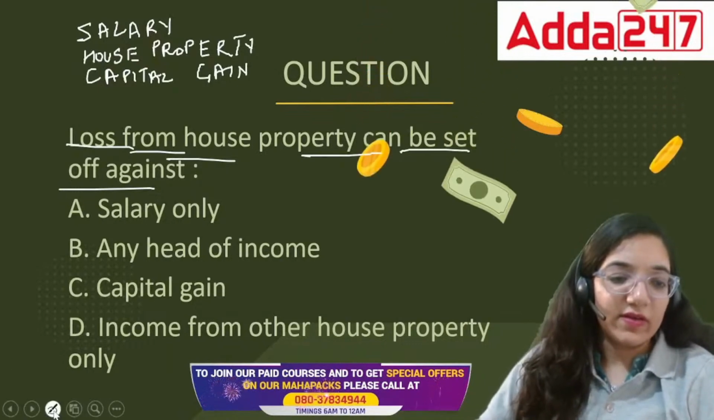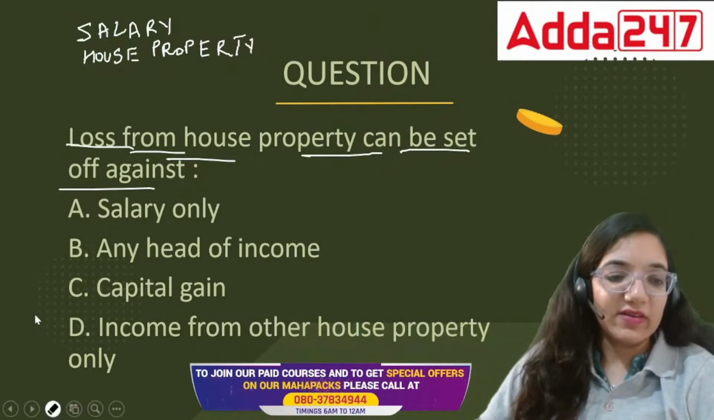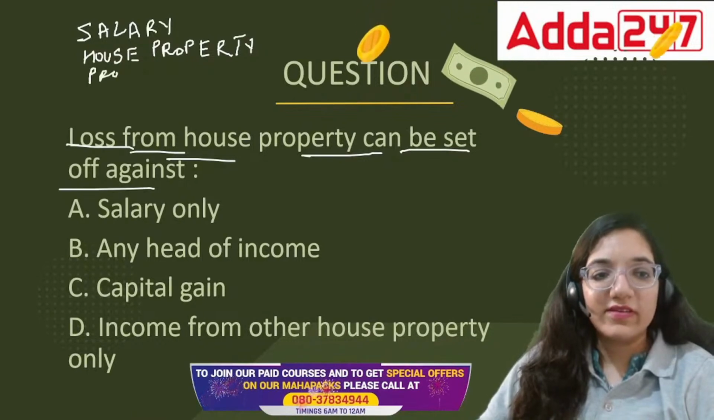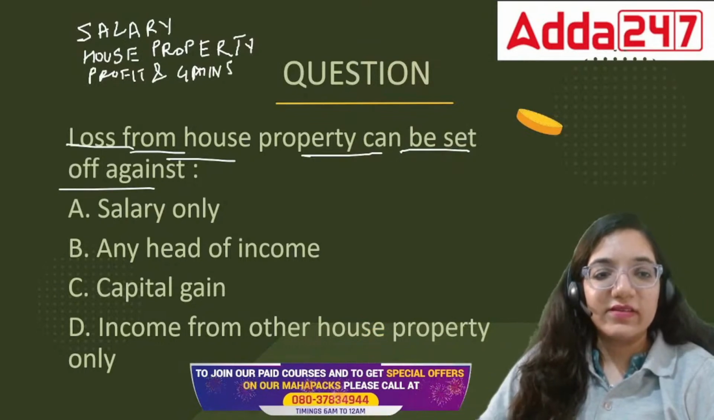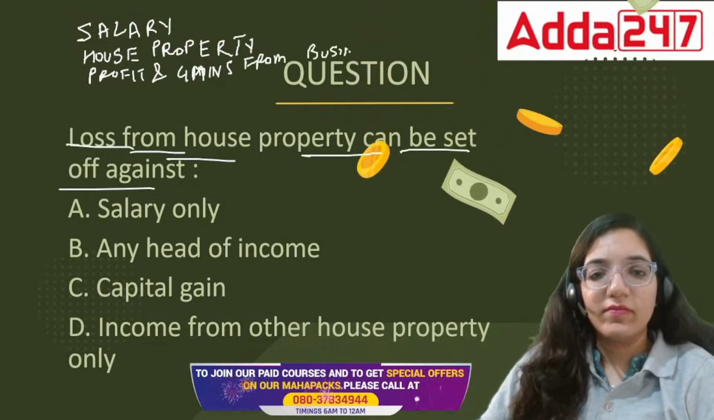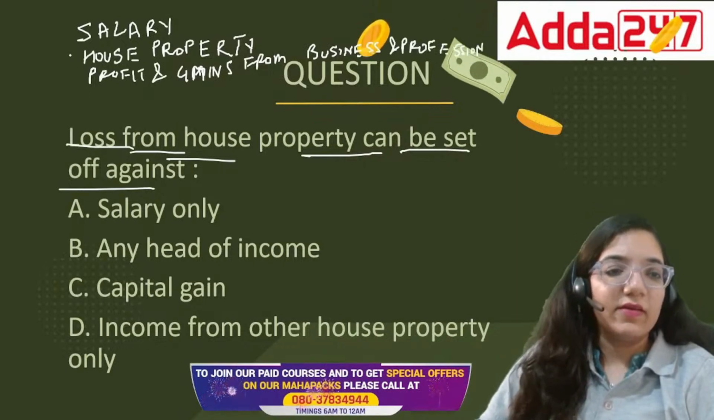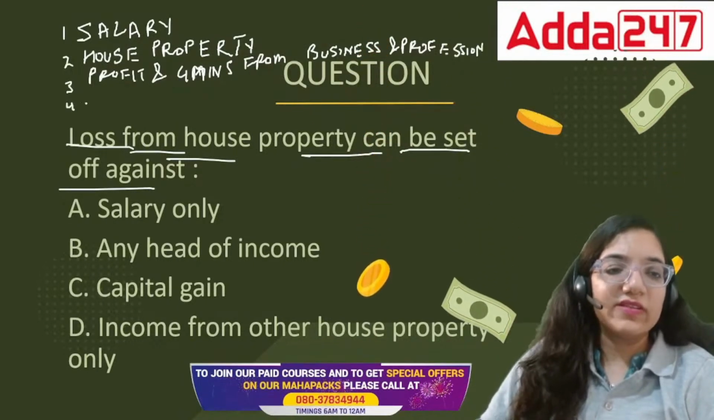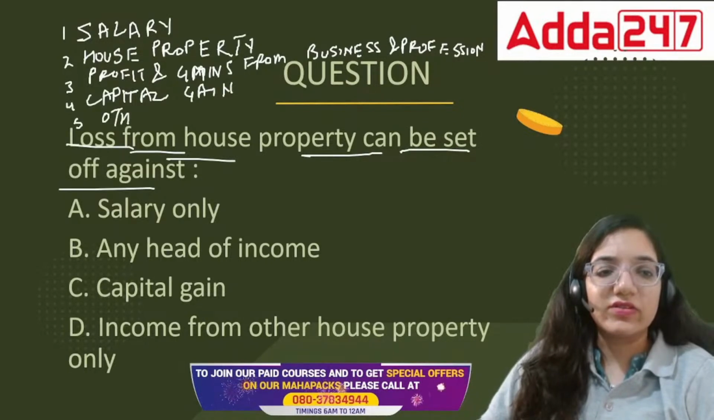Oh, sorry, missed out the point. She started her business first. So with the business, she started the area of profit and gains, that is profits and gains from business and profession. And 1, 2, 3, fourth is capital gain. And last is other sources.